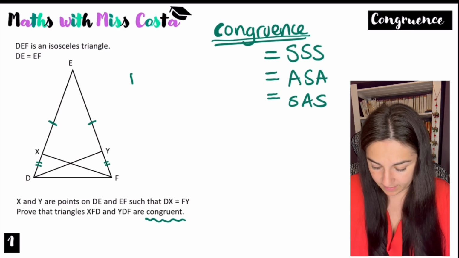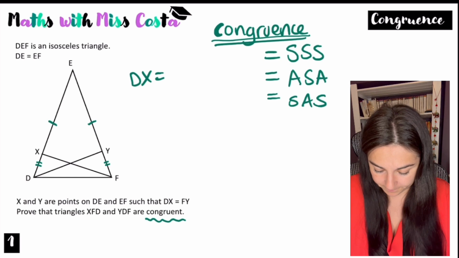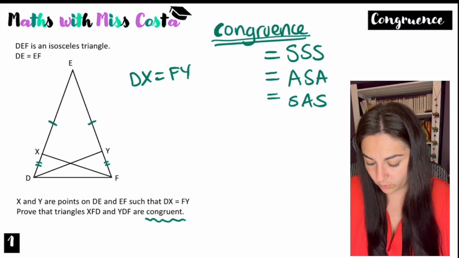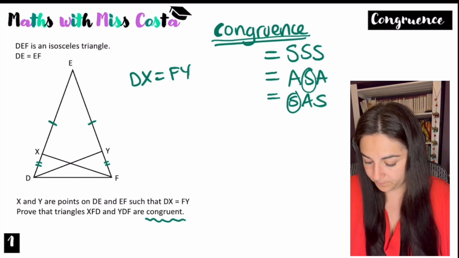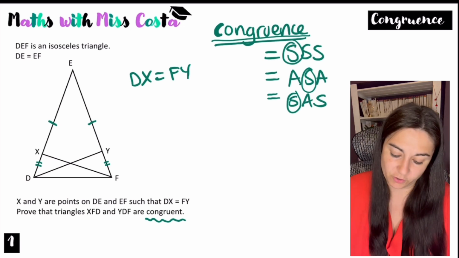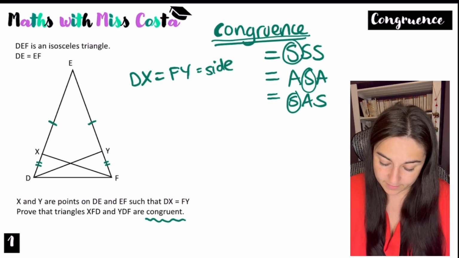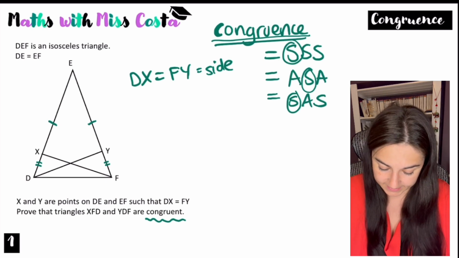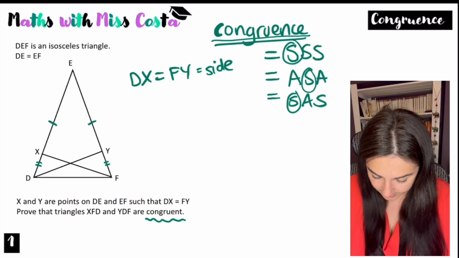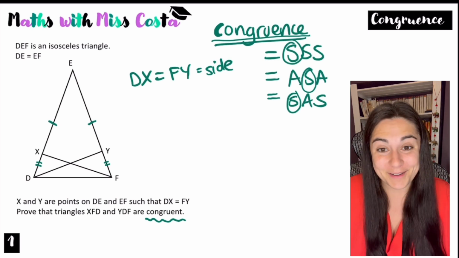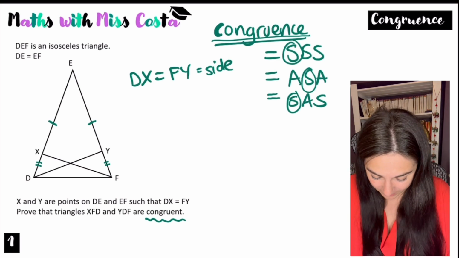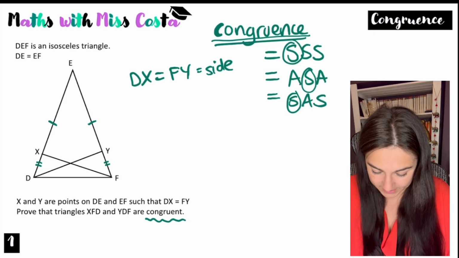So I know that DX equals FY, therefore I've got a side. Now, I don't know which of these states of congruence I'm looking for yet, but I know that there is one side that is equal in those triangles. And that is all the information that I'm given. So prove that triangles XFD and YDF are congruent.